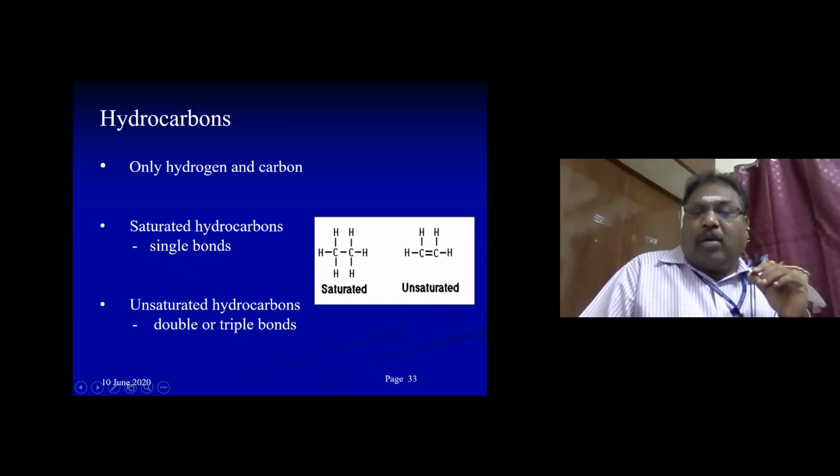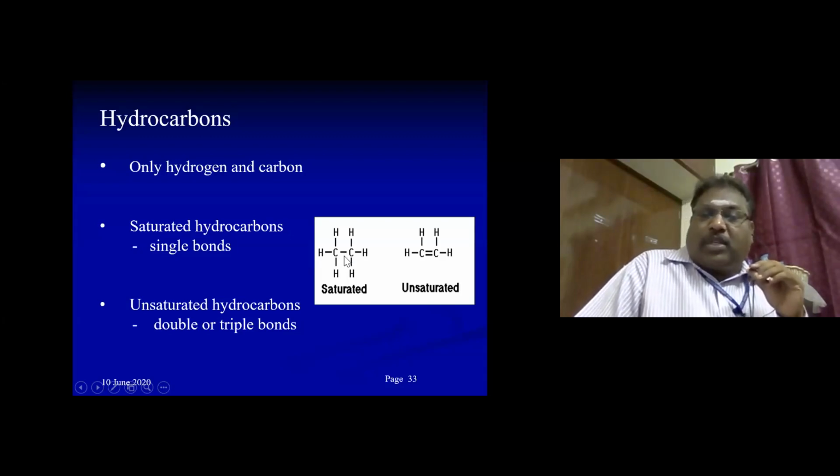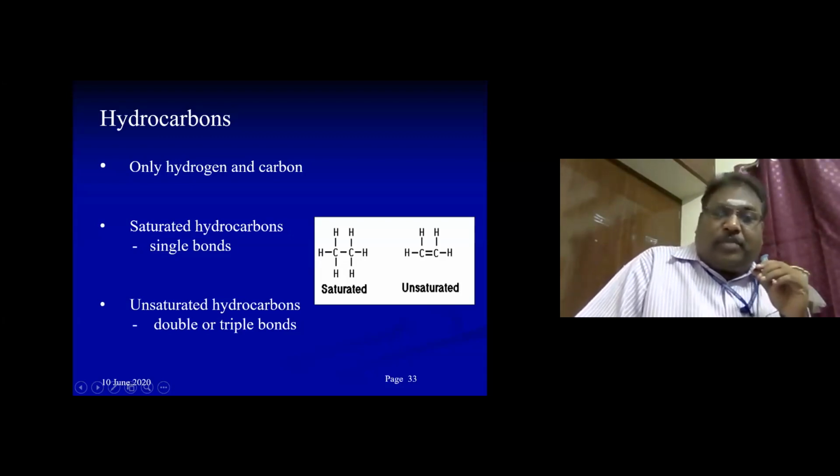Look at this. I have removed 2 hydrogen atoms from this, so it is unsaturated. Why is it unsaturated? You have to balance the outer electron number, which is 4, so it is shared here with a double bond. So C double bond C, and CH, CH, CH, CH. If we have a single bond, it is called saturated. If we have a double bond or triple bond, it is unsaturated.